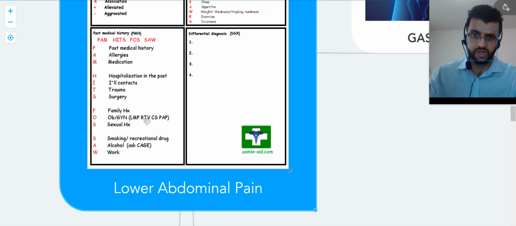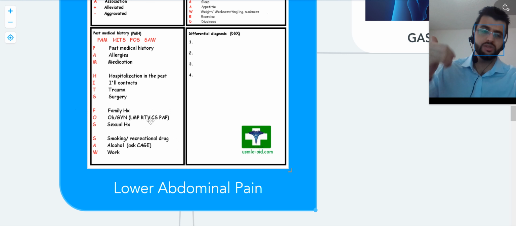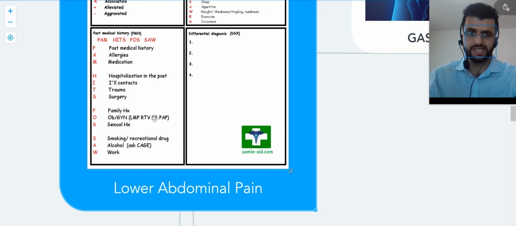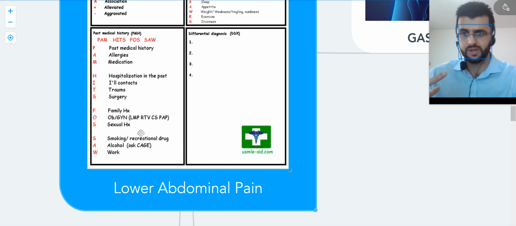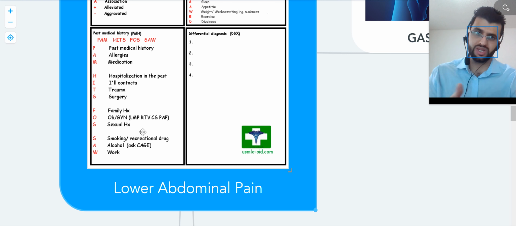R for regular or irregular. T for tampons. V for vaginal discharge. C for cramps. C for spotting. PAP for pap smear. Have you had a pap smear? When was your last pap smear? Okay, because this is important, because it's every 3 years.